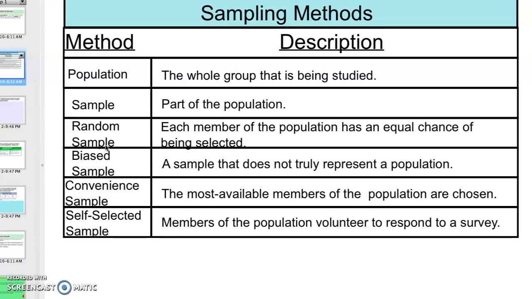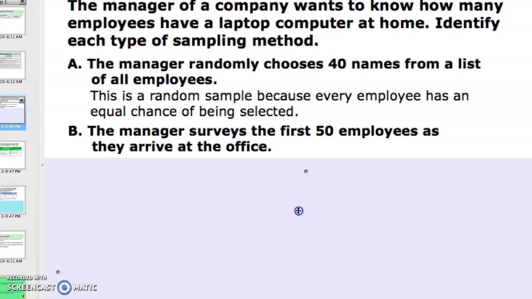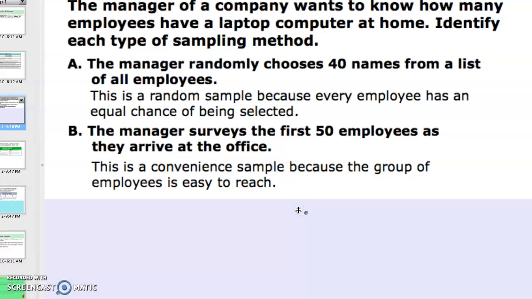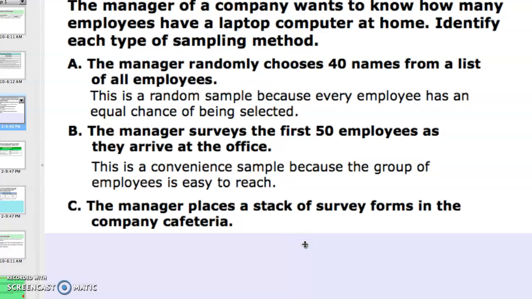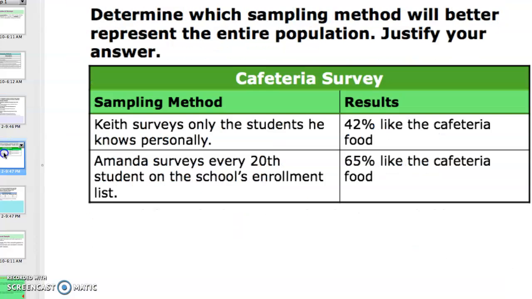The manager of a company provides a list of all employees. This is the best method to use, because everyone has an equal chance. That's perfect. This is the one that we always want. Next, asking 50 employees as they arrive at the office. This is convenient, because there are 50 people walking through the door. That's very convenient. C, the manager places a stack of surveys in the company cafeteria. That's self-selected, because people can choose whether to respond.